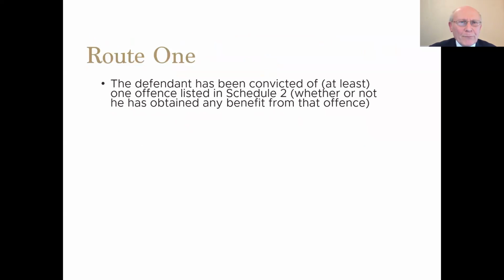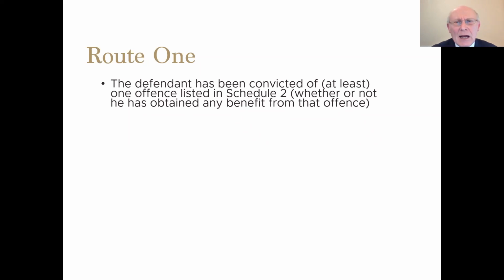Route one, where the defendant has been convicted of an offence listed in Schedule 2, or more than one possibly, whether or not he has obtained any benefit from that offence, then he has a criminal lifestyle.